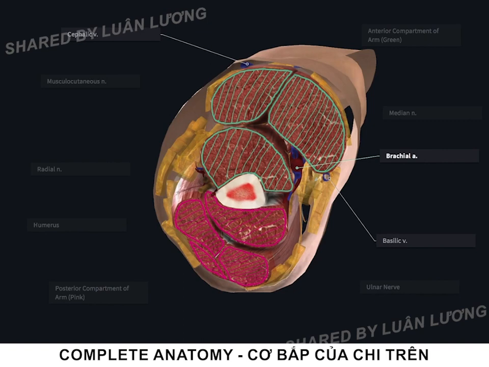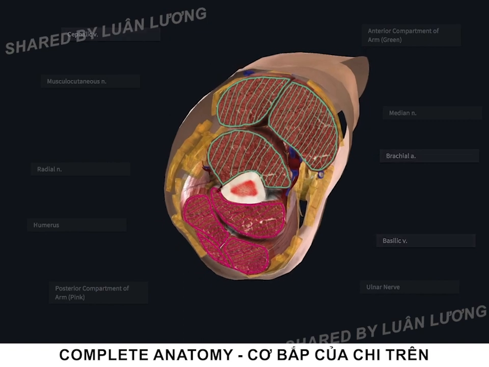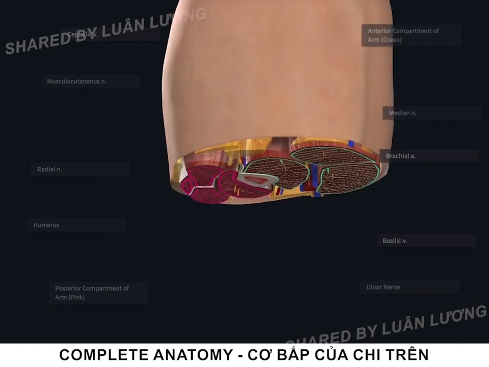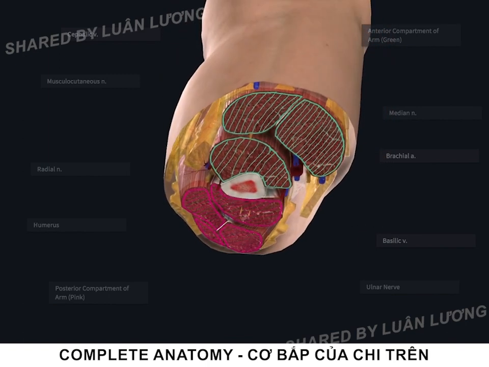So I would strongly recommend, after looking or listening to some of these other recordings and lectures on the components of the arm, to come back and revisit this one to better understand the different compartments and structures within a cross-sectional view.